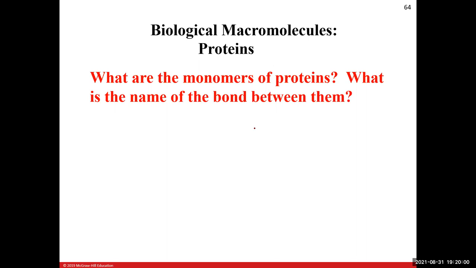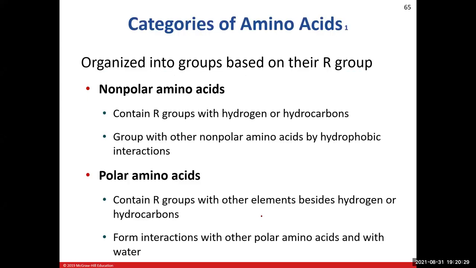All right, so what is the monomer? Amino acids. And how do we bond them to one another? Through peptide bonds. Yes, amino acids. Amino acids and peptide bonds. Very good. I love it. Good job, everybody. Peptide bonds. Hoorah.